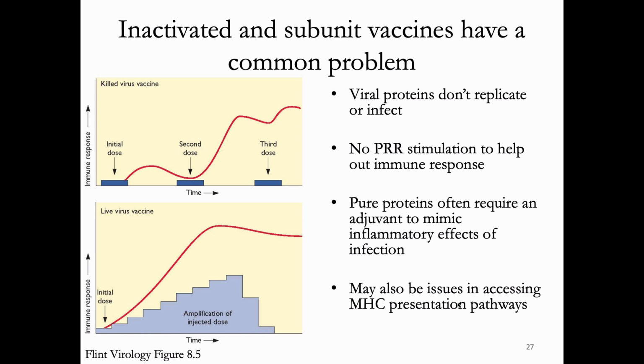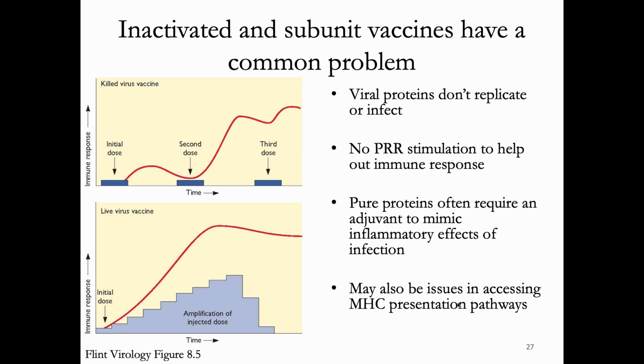None of them replicate. They might not stimulate PRRs. If you, for example, inject a purified hepatitis B protein, there's nothing that's going to induce inflammatory cytokines and hit a PRR. You're going to turn on B cells and T cells, but you're not going to necessarily turn on any PRRs and get inflammatory cytokines, signal 1, signal 2. So you're in bad shape.